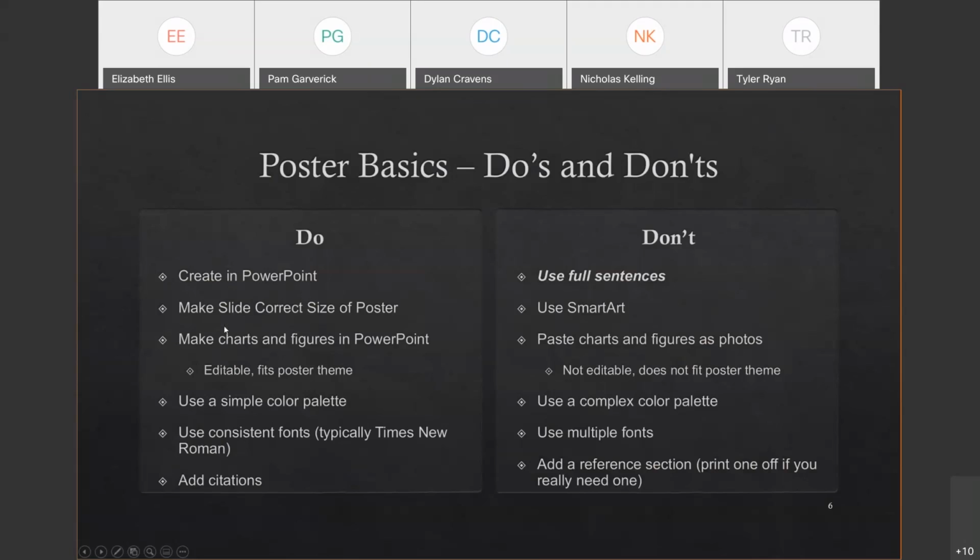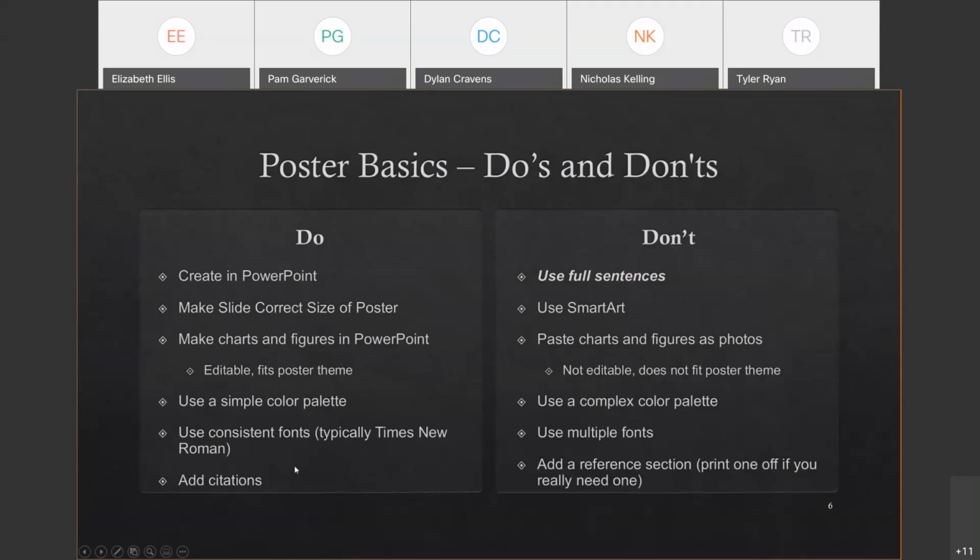If you're going to make charts and figures, try to make them in PowerPoint. The reason why is they are editable, so you can actually clean them up some if you need to, and it helps fit the poster theme. Some other things is to use a simple color palette, so really maximum 3 to 4 colors. It probably will look nice and visually appealing if you use like Wright State's color guide, and that kind of gives a little bit of uniformity to it.